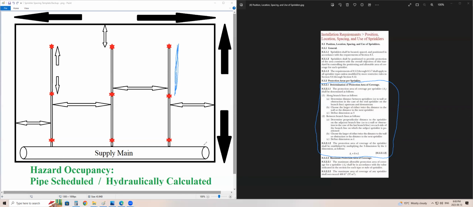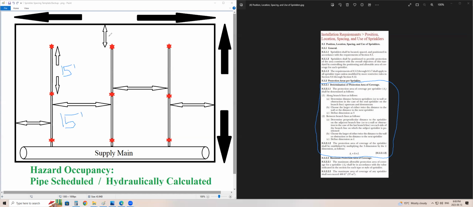So I think now is a good time to get into an example. If this distance right here between sprinkler heads is 15 feet, and let's say from here to here, same thing, 15 feet.